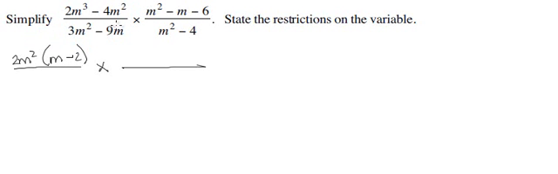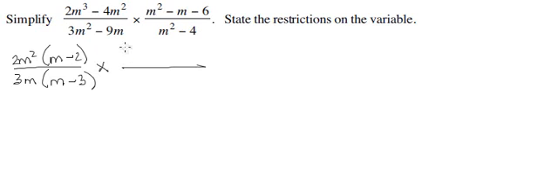Not a bad start. In the bottom left, also not a difference of squares, but it contains the common factor 3m. 3m squared divided by 3m is m, minus 9m divided by 3m is minus 3.